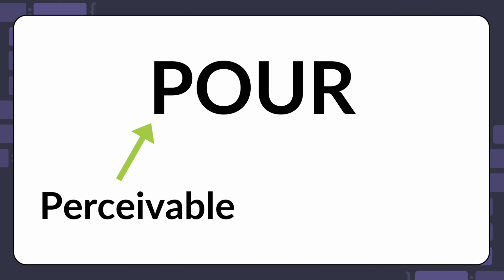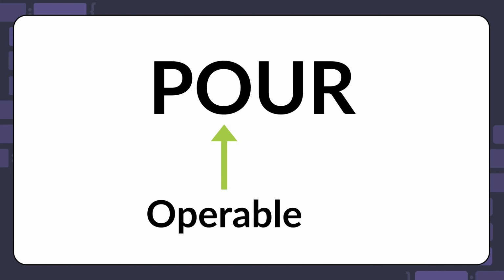P-O-U-R. P stands for perceivable. Users must be able to perceive the information that you are presenting. For example, you can provide alternative text for images, so users who access your website with a screen reader can understand them. O stands for operable. Users must be able to interact with the user interface. For example, you can make sure that all functionality is accessible through the keyboard too, not just the mouse.